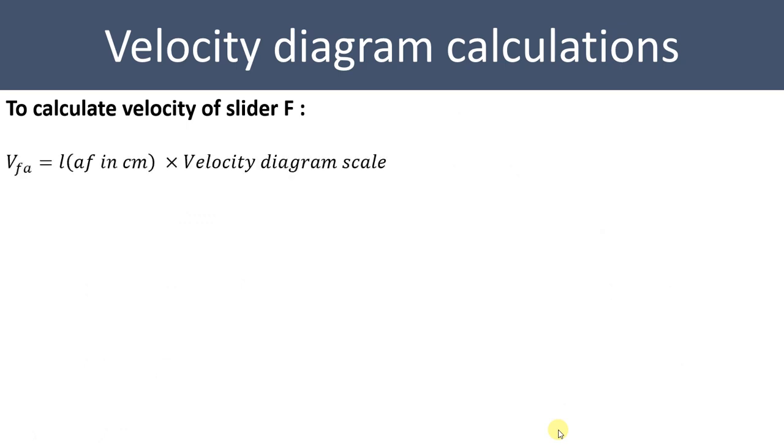Now we have to find out the velocity of slider F. We have measured this particular length AF from the diagram. It comes out to be 1.9 centimeter. If you remember, that is the last step that we carried out while drawing the velocity diagram. And the velocity diagram scale is 0.37699. So we can say that velocity of the slider is around 0.71628 meter per second. So in this way we can draw the velocity diagram in case of a complex mechanism in theory of machines and mechanism. Thank you very much for watching.